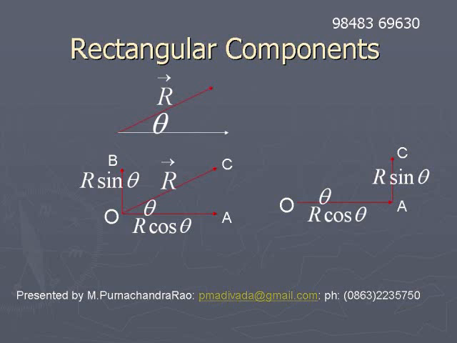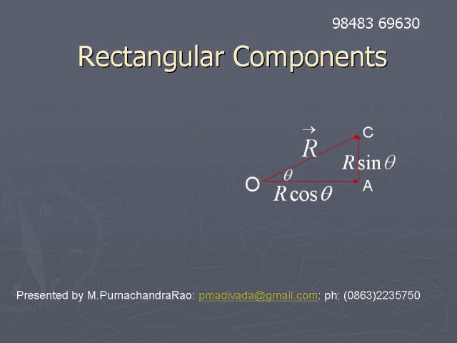If you add the vectors r cos theta and r sin theta, you will get the vector r bar. This is shown at the right. First I have constructed the vector OA, which is r cos theta. At A, I have constructed r sin theta. Then we will get OC, which is the vector r bar. So the sum of these two components, r sin theta and r cos theta, gives the vector r bar.